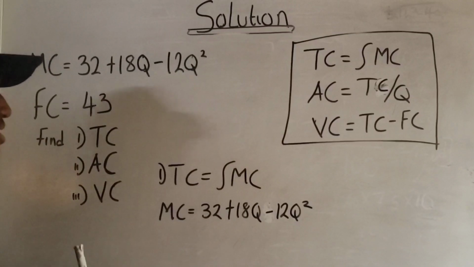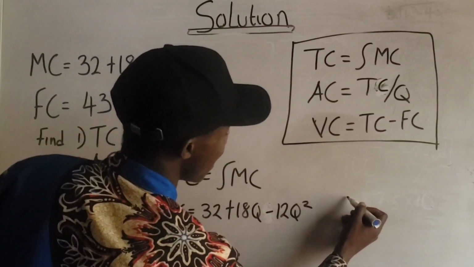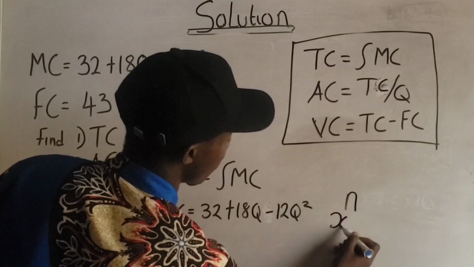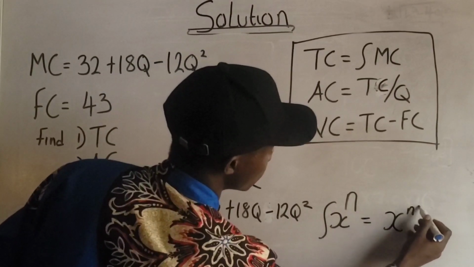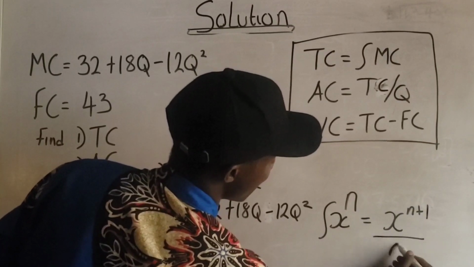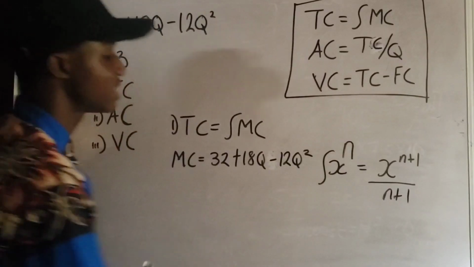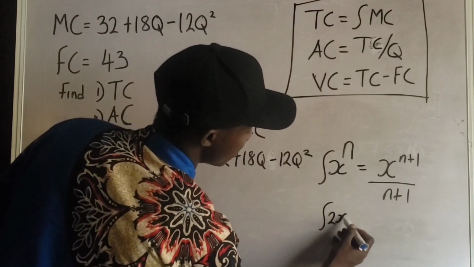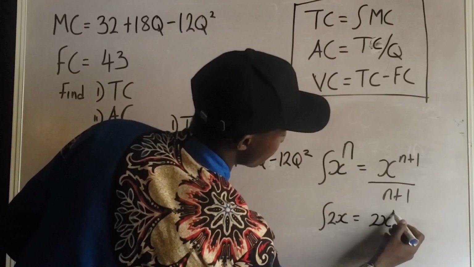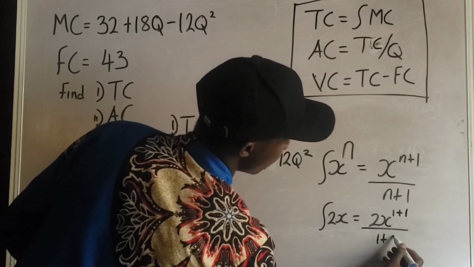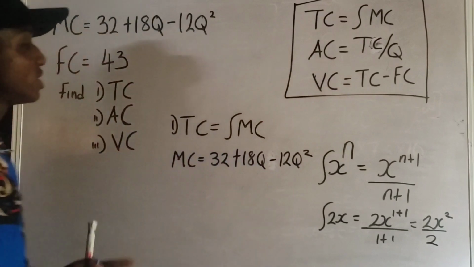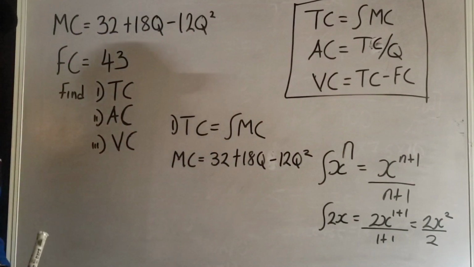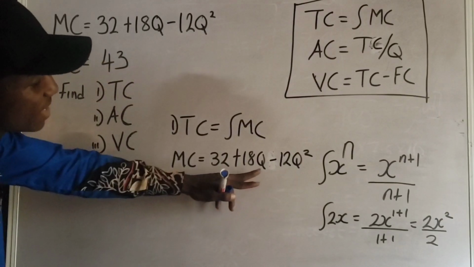If I want to integrate this, from the integration formula, if I want to integrate x raised to the power of n, it is equal to x raised to the power of n plus 1 all over n plus 1. If I want to integrate 2x, this will be 2x raised to the power of 1 plus 1 all over 1 plus 1, which is also the same thing as 2x raised to the power of 2 all over 2. Now, if I want to integrate 32, if you integrate a constant, it will take the value of a variable. In this case, the variable here is quantity, which is q.